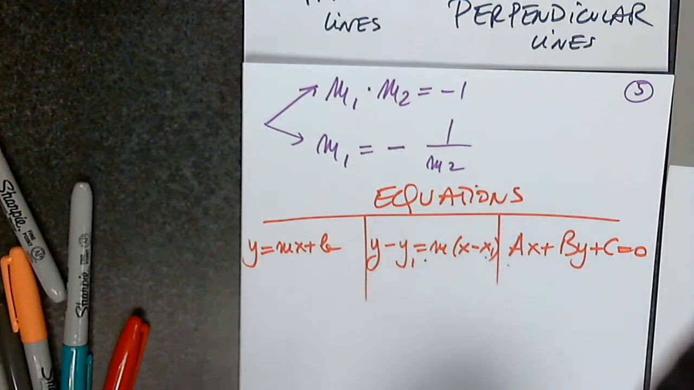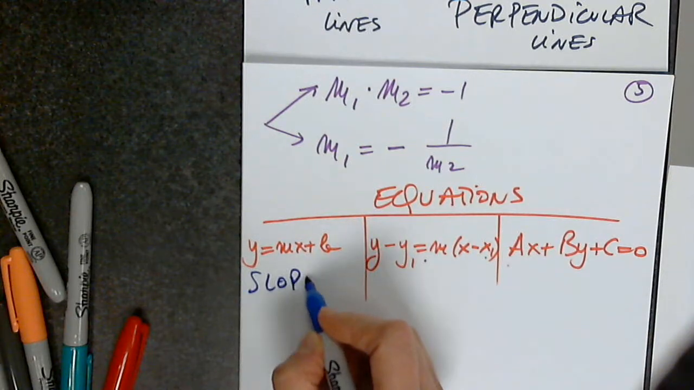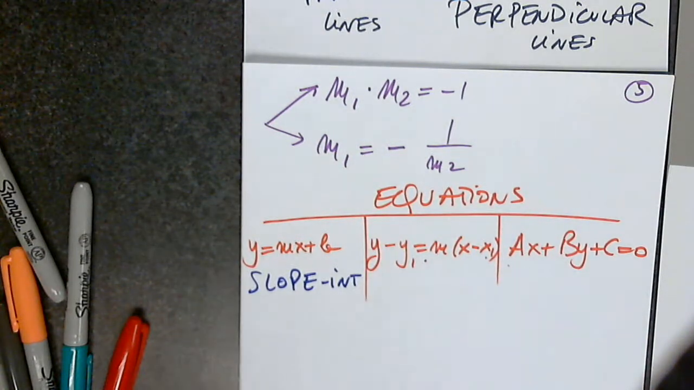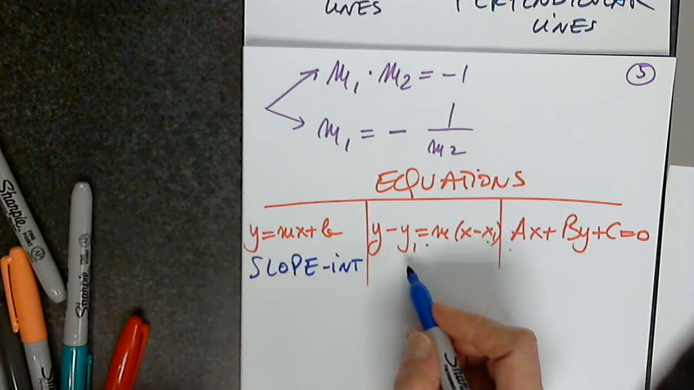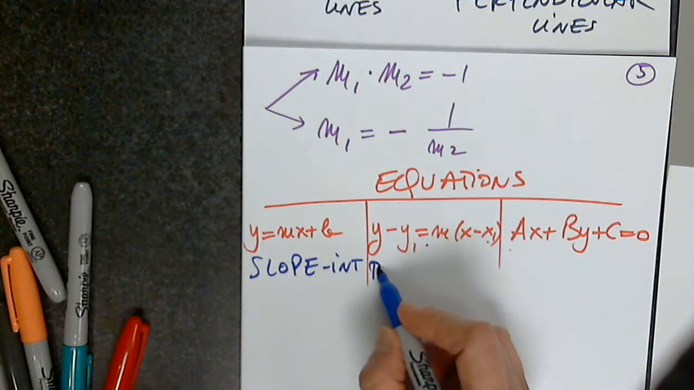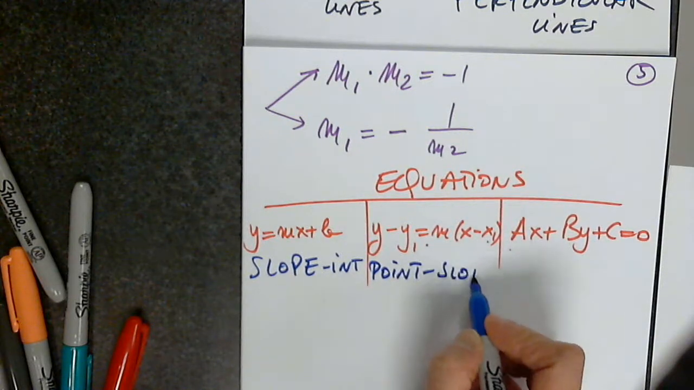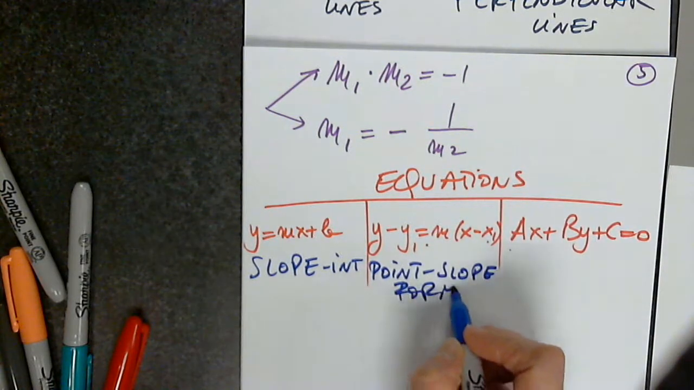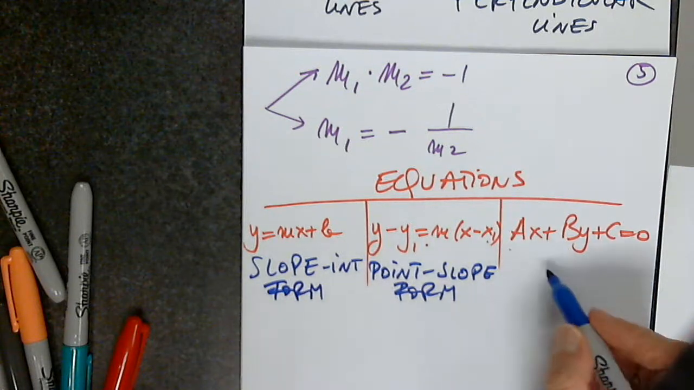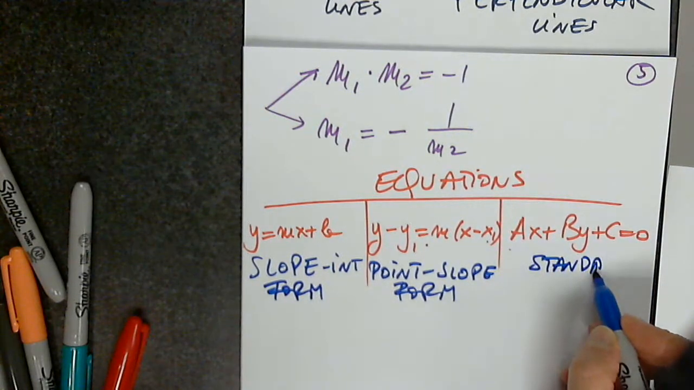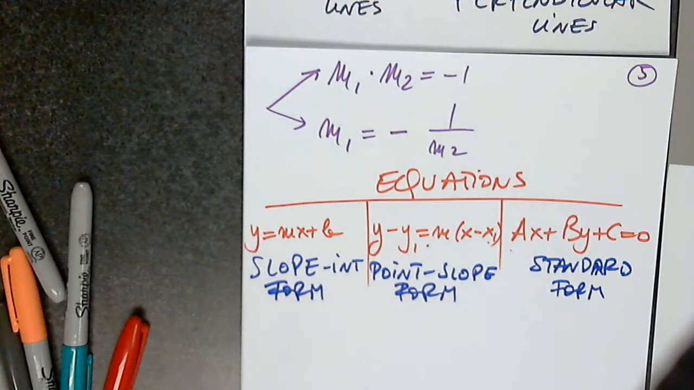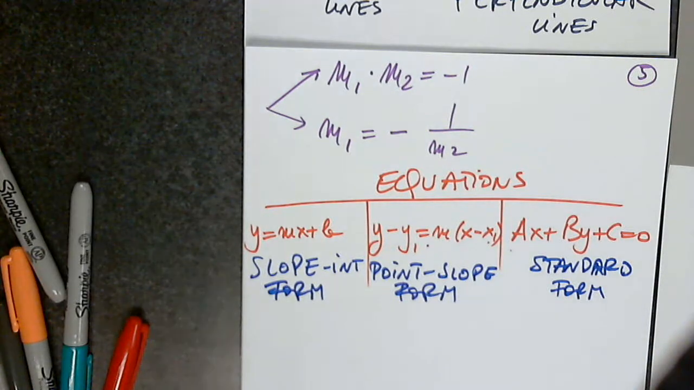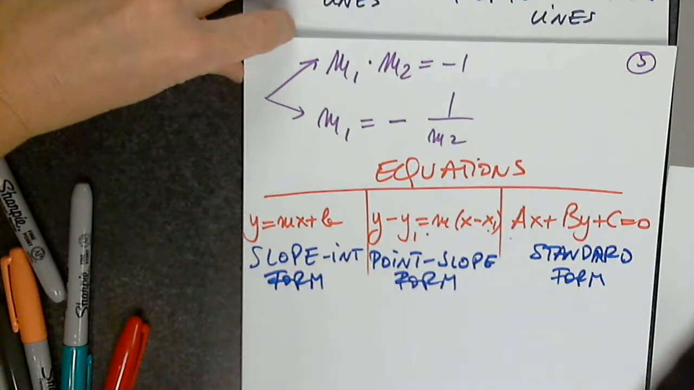This is the slope intercept form. This is the point slope form. And this is what is called standard. Not useful. Because I have to solve it to find the slope. I have to solve it for y to find the y-intercept. It's not really useful.